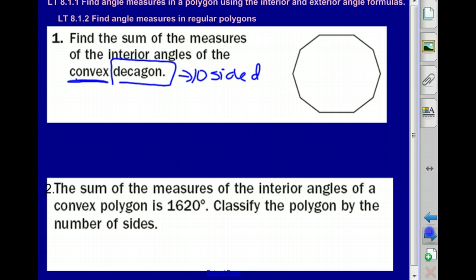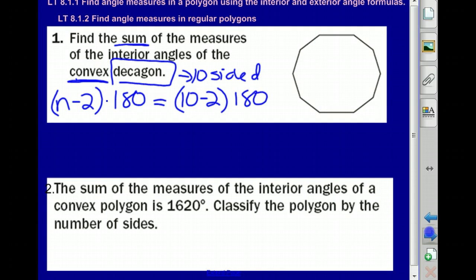If I want to find the sum, that means add it all together. So the sum of the measures of the interior angles, I just need to use the formula from theorem 8.1, which was n minus 2 times 180. So I'm going to do 10 minus 2 times 180, which is 8 times 180, which is 1,440 degrees.